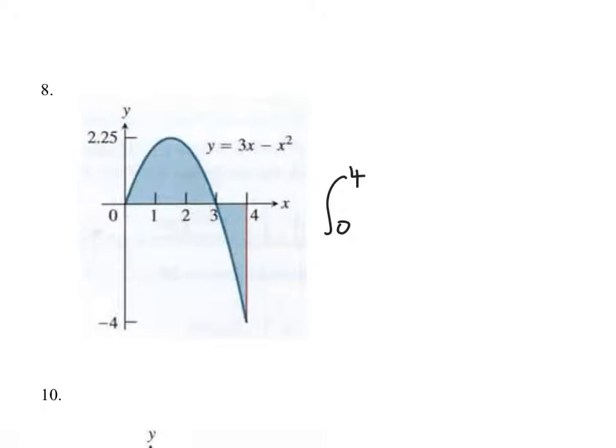Now, not all of this bounded area is above the x-axis. If I want total area, I want the sum, again, only of positive areas. So negative areas have to become positive, right? So I need a function that will negate the negative part. So what's my integrand going to be? That would be the thing inside the integral. Yep.